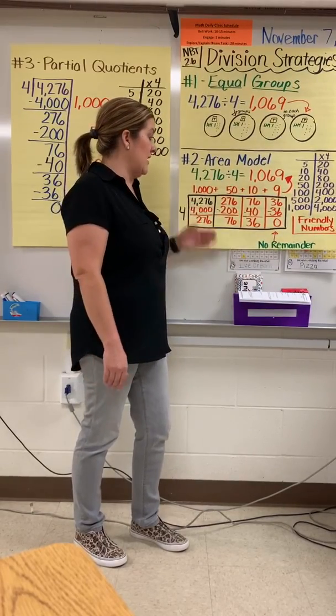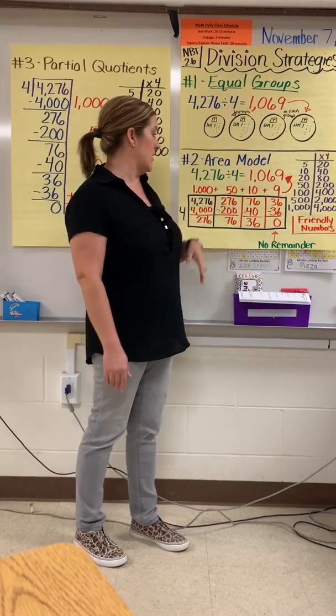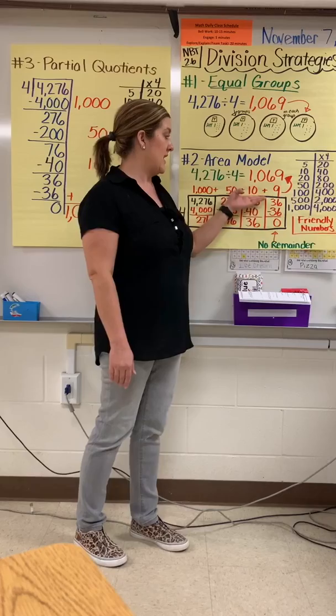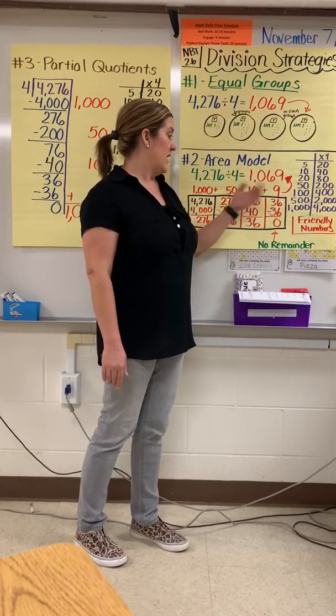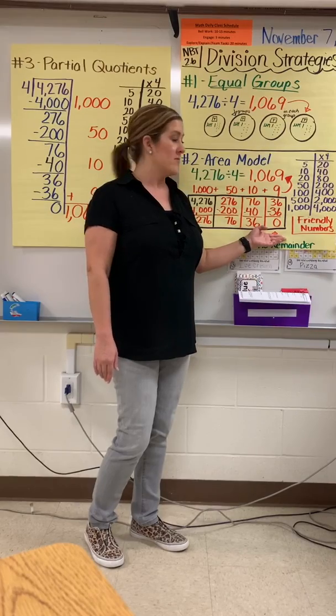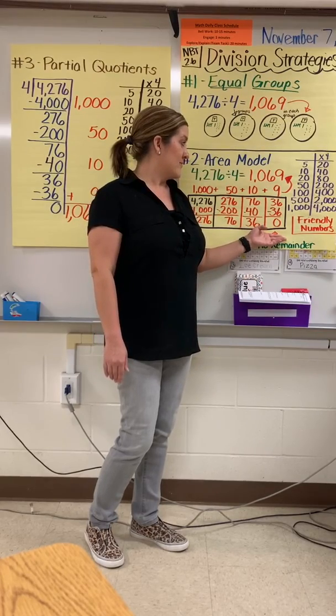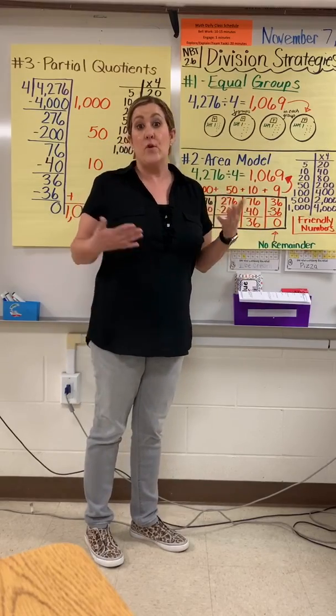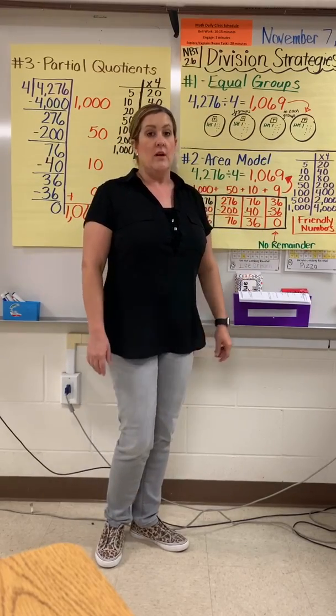Okay, so in this case, same equation as here, they should have gotten 1,000 plus 50 plus 10 plus 9, which is 1,069, no remainder. Okay. The students struggled a little bit with this strategy, but for the most part, they are very successful.